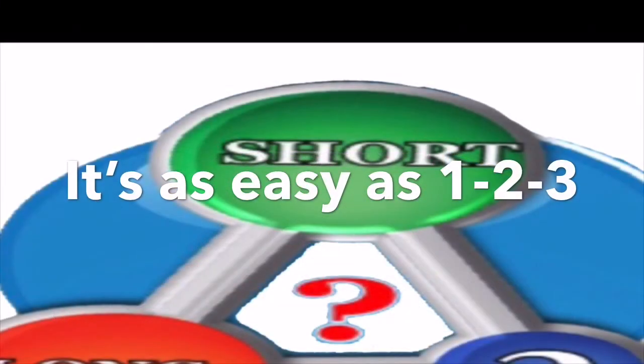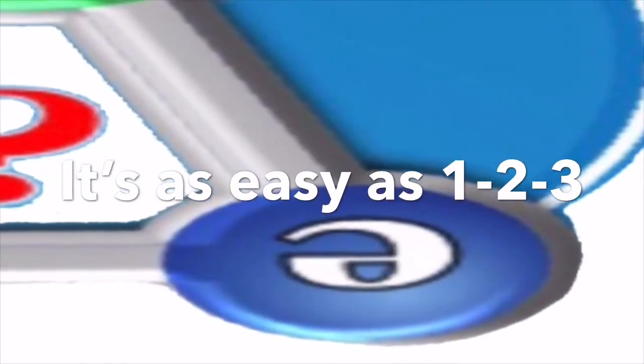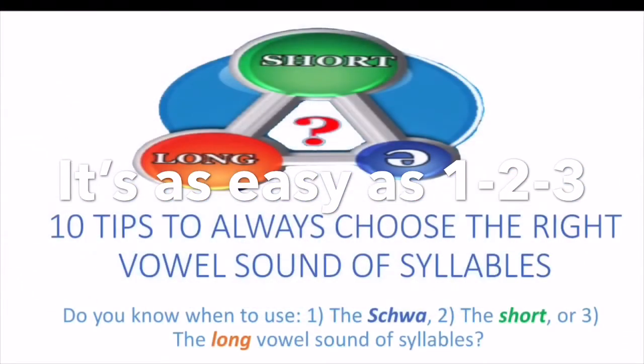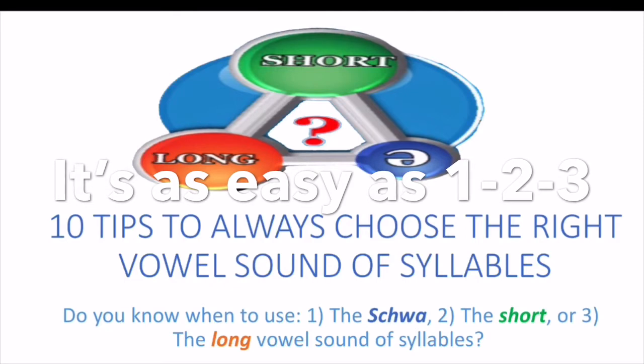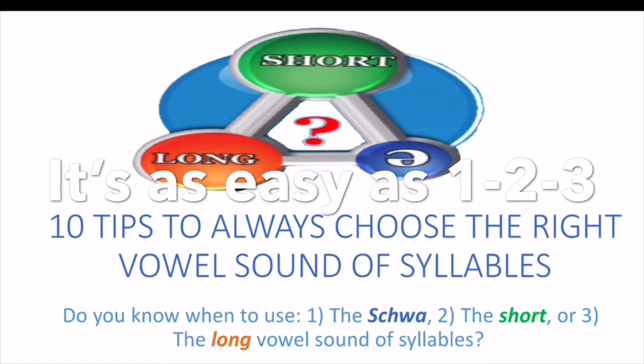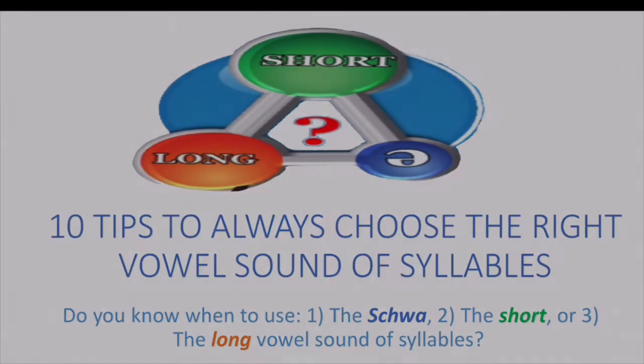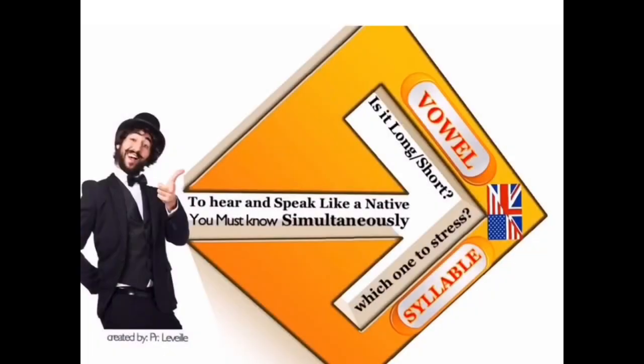Like we love to say in America, keep it simple, stupid. It doesn't mean you're stupid. It's just an expression. For us, it's as easy as 1 to 3, all right? When you have a vowel in front of you, you really have only 3 options. Either you pronounce it as a schwa, or as a short vowel sound, or as a long vowel sound. There's nothing to it.